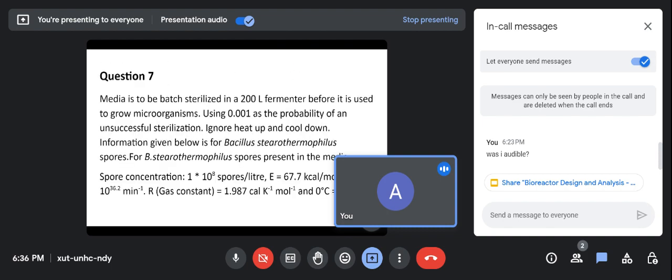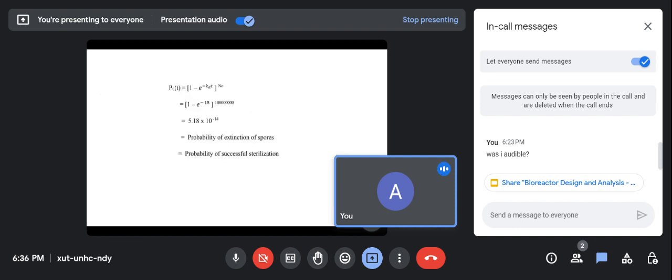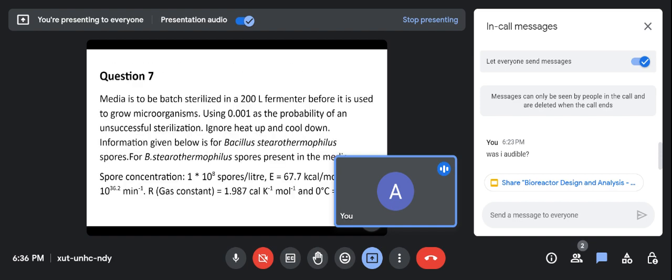Alright. So the next question is another numerical. Media is to be batch sterilized in a 200-liter fermenter before it is used to grow microorganisms, using 0.001 as the probability of an unsuccessful sterilization. Okay. That means there is a very low probability of an unsuccessful sterilization. Here, in this case, the probability of success was very low. Here, the probability of success was high.